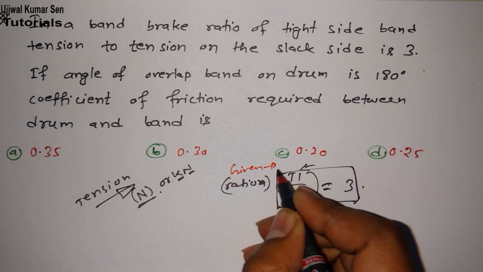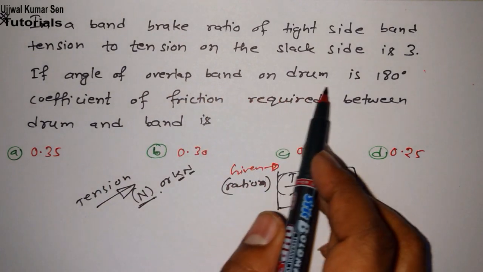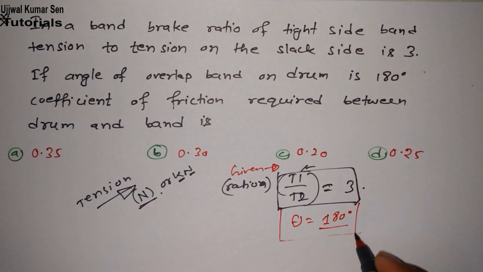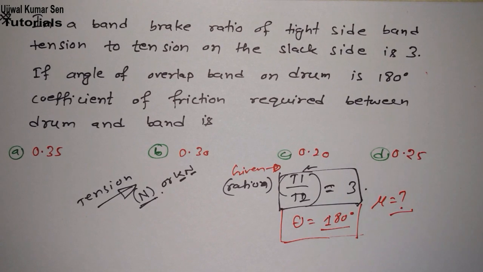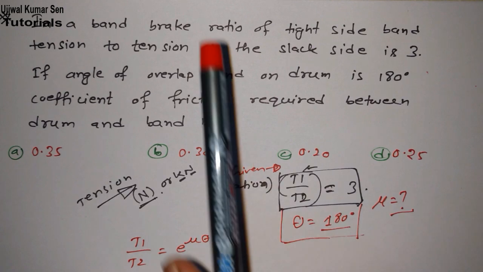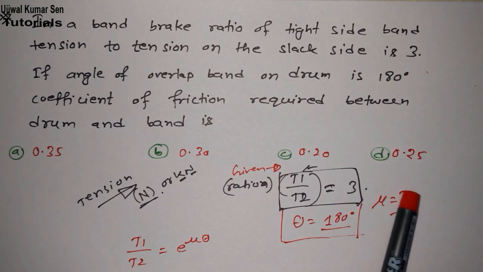If you are a beginner, then do this. If you are not a beginner, I will tell you what to do. If the angle of overlap of the band on the drum is this, then theta is equal to 180 degrees, right? We got another thing. Now we have to find the coefficient of friction. For a band brake we have an equation I have shared with you: T1 by T2 is equal to e to the power mu theta. So if you are a beginner, then read the question first and try to write what they have given, and then write what you have to find out, right? If you are not a beginner, then I will tell you what to do. That is also important.